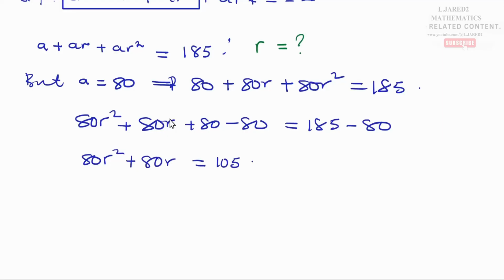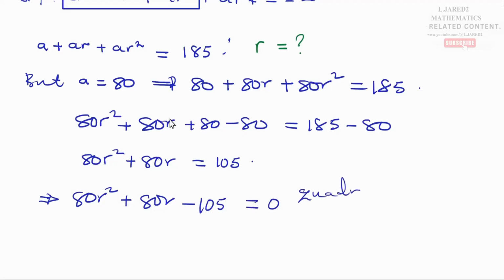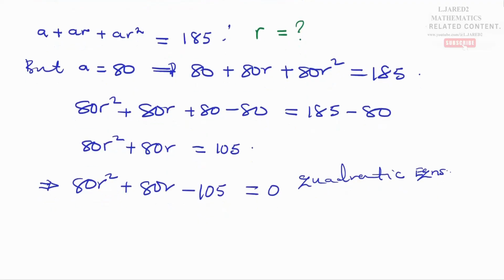So we can bring this constant on the right hand side towards the left hand side so that you can form the quadratic equation. That means our quadratic equation is coming to be 80R squared plus 80R minus 105 equals 0. So this one is a quadratic equation which we can solve using any of the methods of solving quadratic equations. So in here we are going to explore one method.